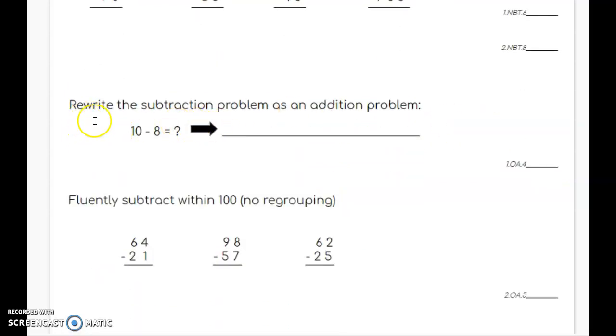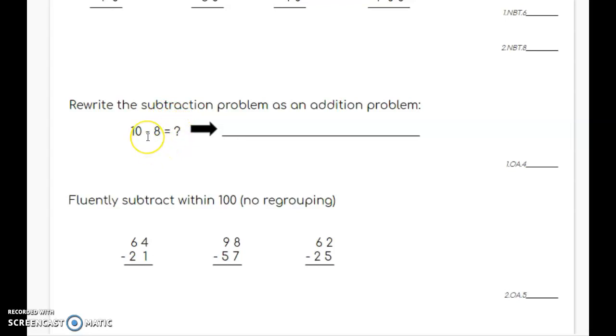For my third section, it says rewrite the subtraction problem as an addition problem. We have 10 minus 8 equals question mark. You're going to use those things you see here to put it in a different order to make it an addition sentence. So you're going to be using the 10, the 8, the equal sign, and the question mark for your answer that you don't know.